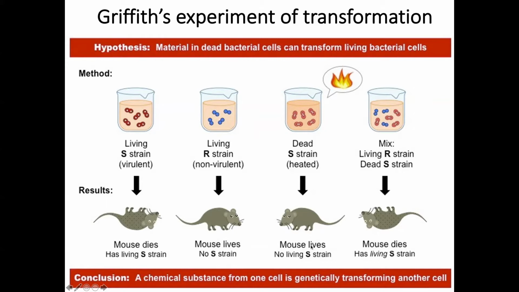But interestingly, when Griffith mixed the living R strain, which is not virulent, with the dead S strain, what happened? The mice actually died. Based on this observation, Griffith proposed the transforming principle, which states that something was transferred from the heat-killed S strain to the live R strain, and that made the R strain virulent and killed the mice.